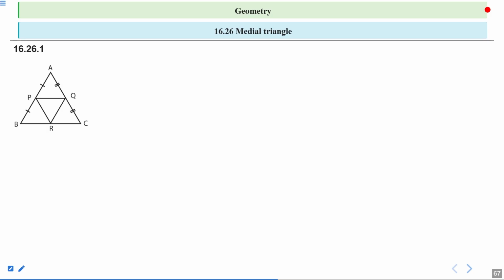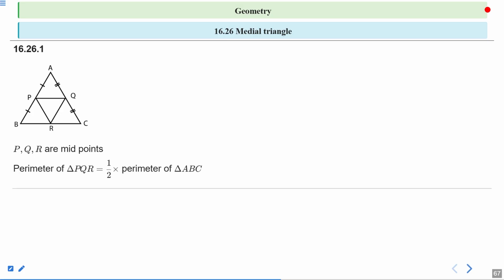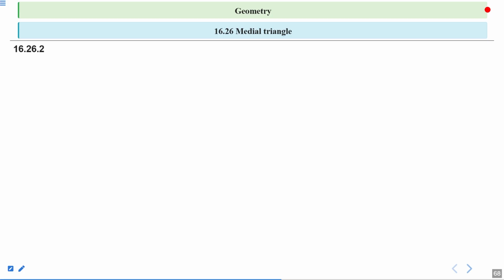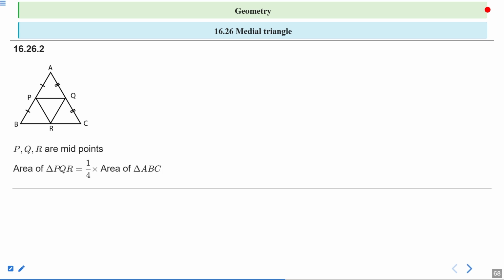Medial triangle. So this is the diagram of the medial triangle. So P, Q, R are the midpoints. So the perimeter of triangle PQR is half of the perimeter of triangle ABC. Next one. In the medial triangle, this is the diagram. So P, Q, R are the midpoints. So the area of triangle PQR becomes 1/4 of the area of triangle ABC, because these have equal areas.